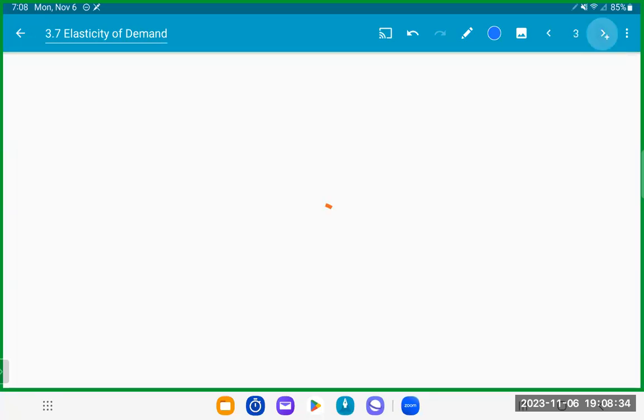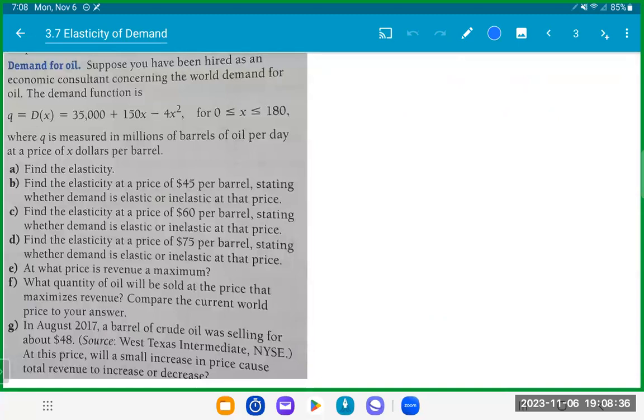All right, let's look at a practical example. So for this one, we're looking at the demand for oil. And it says, suppose that you've been hired as an economic consultant concerning the world demand for oil. The demand function is given here, and we're looking at x's from 0 to 180, where Q is measured in the number of barrels of oil per day and x is in dollars per barrel. Okay, so we want to find the elasticity.